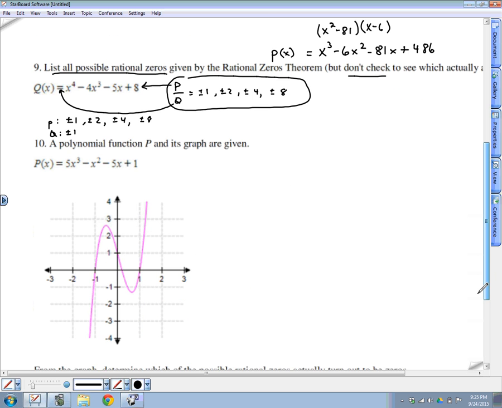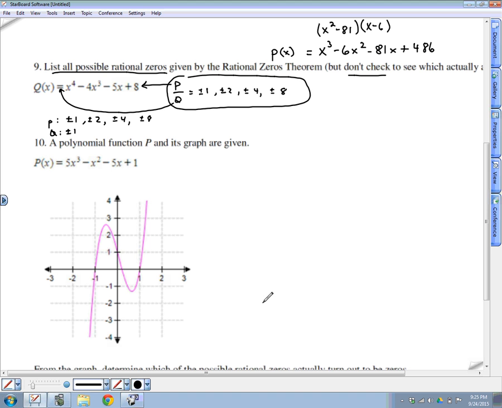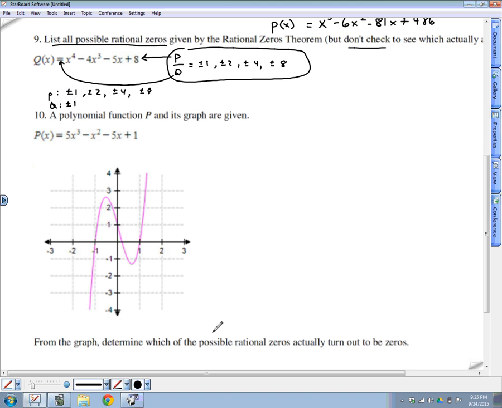Question 10, also from section 3.4, is asking you, from the graph, determine which of the possible rational zeros actually turn out to be zeros. So first it's saying, what are the possible rational zeros? So you've got to do the same thing that we did up here in question 9. So we need P, we need Q.